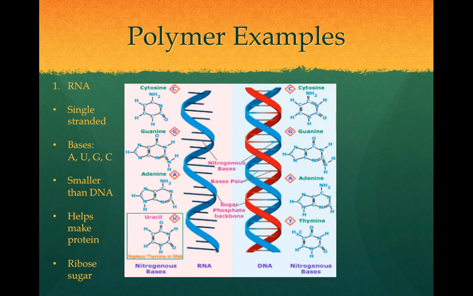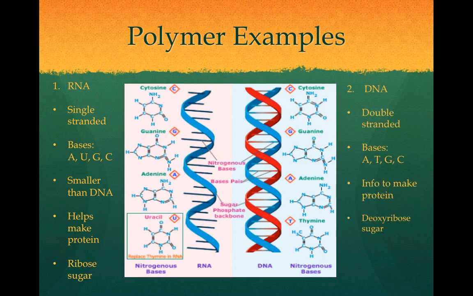The bases, again, we will get into this all in another unit. For right now, you need to know the bases are A, U, G, and C. If you look at your picture, A is adenine, which is right here, U is uracil, G is guanine, and C is cytosine. These are our nitrogen bases, because they contain nitrogen in addition to carbon and oxygen. That's where the nitrogen exists. RNA is smaller than DNA. Its function is to help make protein. And the thing that you need to know is about the sugar. It has a ribose sugar instead of the kind that DNA is going to have. So there are some differences.